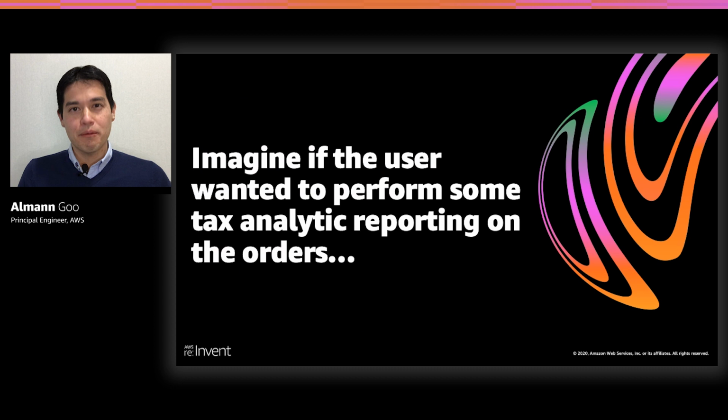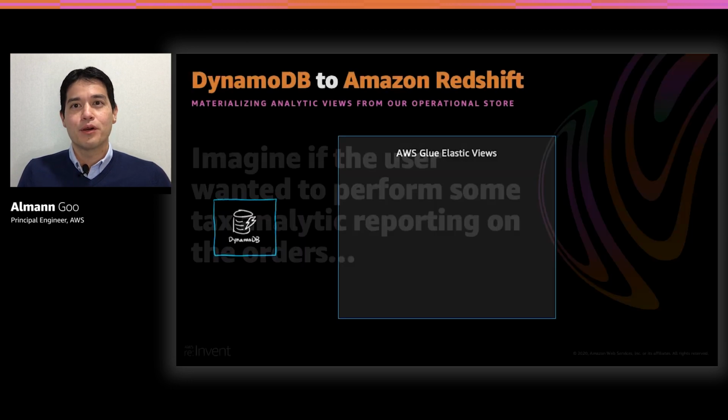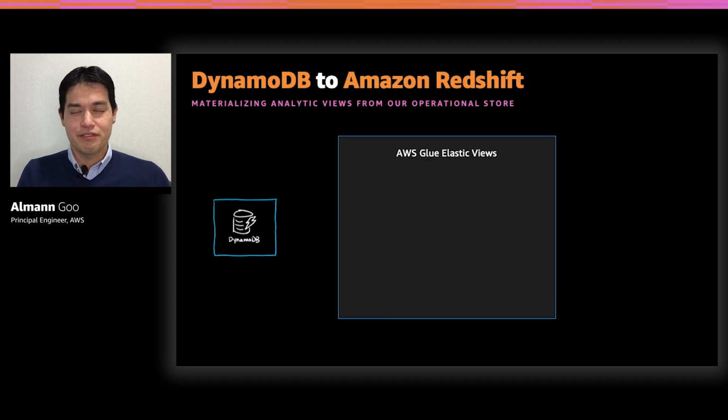So going back to the shopping portal example, let's imagine the user wanted to perform some tax analytical reporting on these orders. We're going to have to create a data pipeline in Elastic Views. Let's say that these orders are in DynamoDB, and we are going to want to get them into Elastic Views and do some normalization, transformation, combination, that sort of thing, to get the tax view that we want to operate on in analytics reporting.